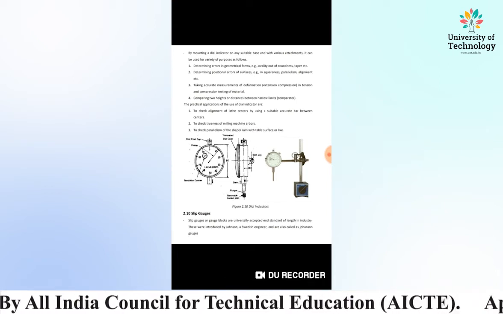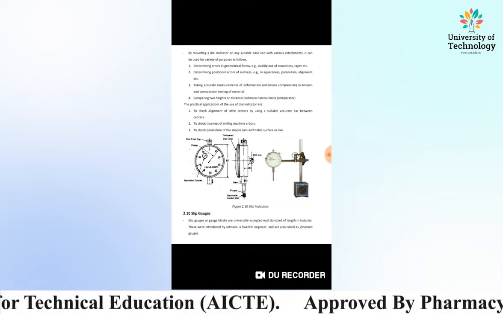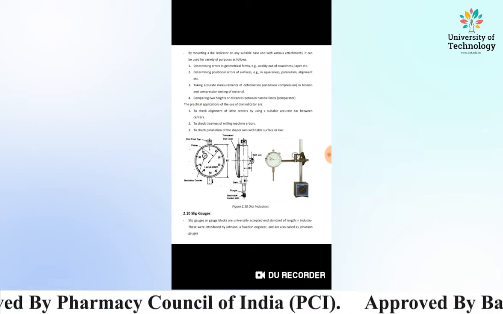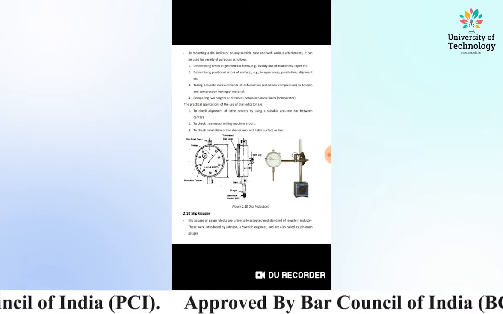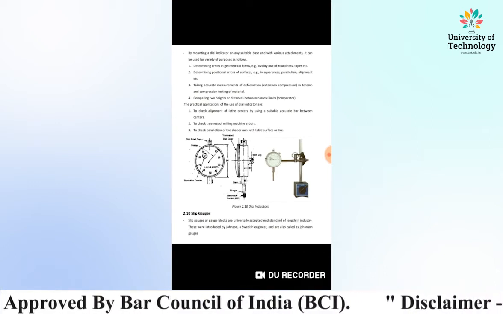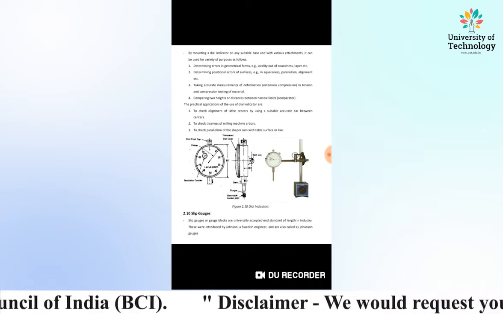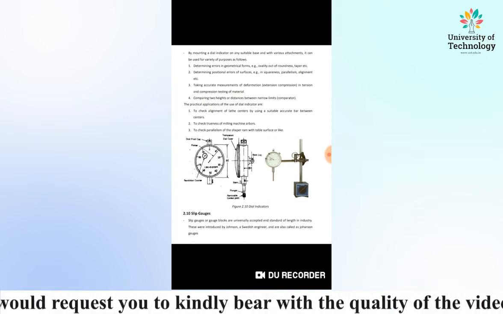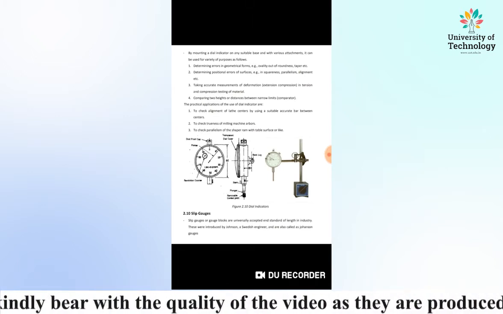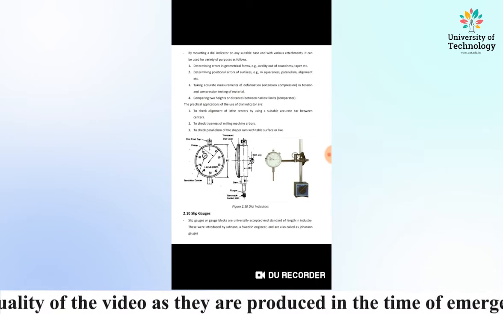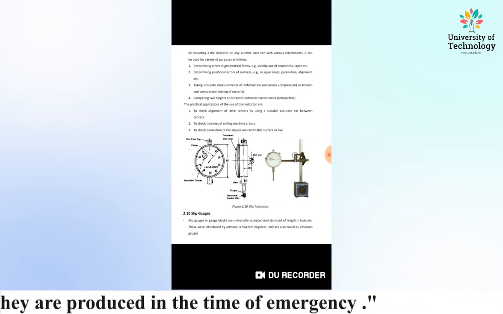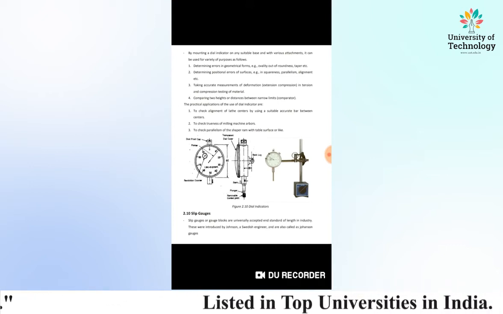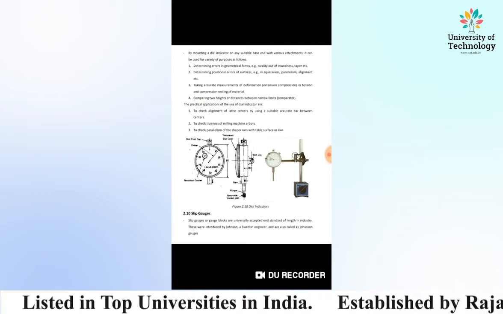And the other use is to determine positional errors of surfaces, that is parallelism, squareness, alignment, and to take the accurate value of measurement in tension and compression testing of material. And the other use is by comparing two heights or distances between narrow limits, that is as a comparator.